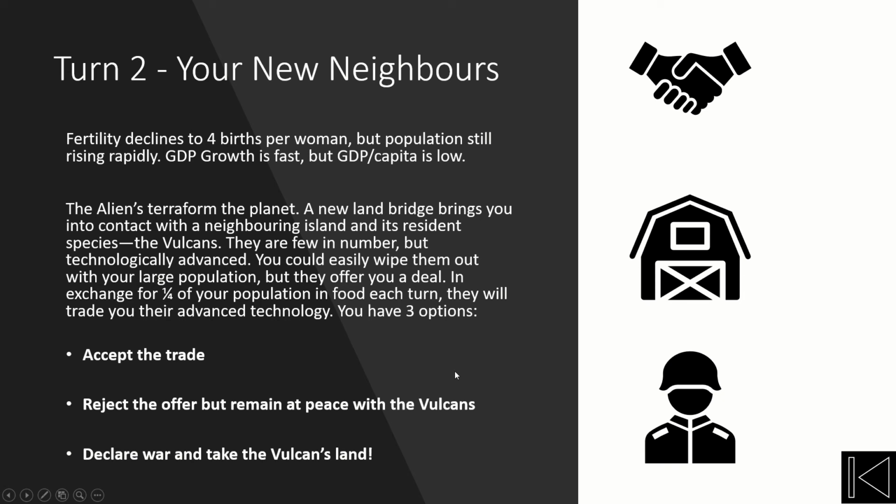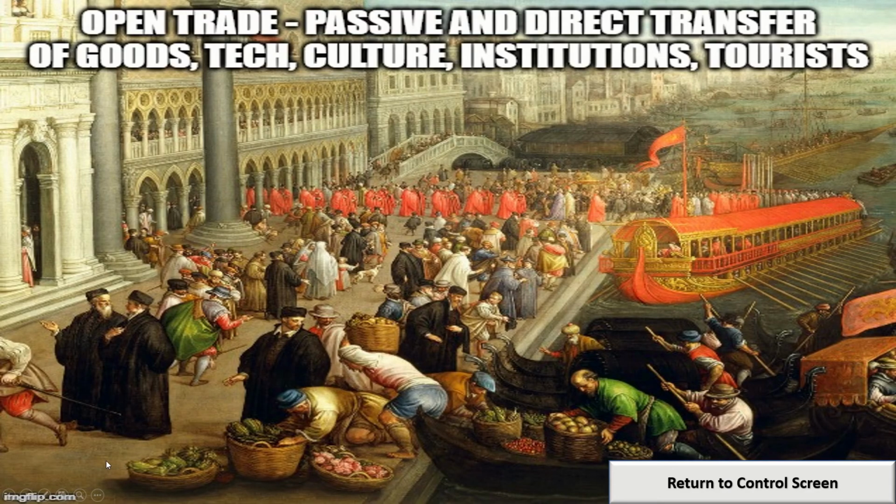So whatever the students choose, you've got these 3 buttons here. This corresponds to the first option, accept the trade. It's a deal. Or we can reject the offer and remain at peace, so we're going to keep our farms going strong, or we can declare war. That's the military. Remember, this button down here just takes you back to the control panel. So whichever one you click, it's going to take you to another screen that's just going to give you information about what the outcome of that choice is.